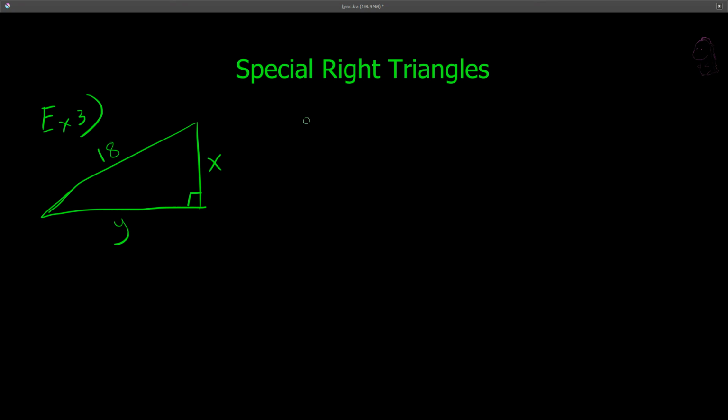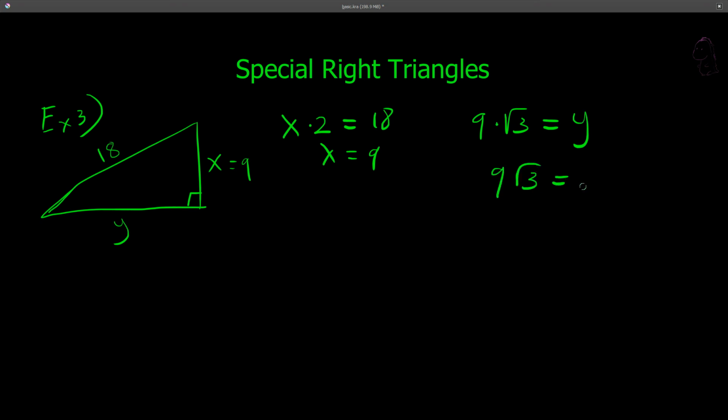So remember, short times what gives you the hypotenuse? Short times 2, right? So x times 2 gives you 18, so x comes out to be 9. And then how do you get the long side from the short side? Well, short times radical 3 equals the long side. So you have 9 radical 3 equals y. All right, that's it.